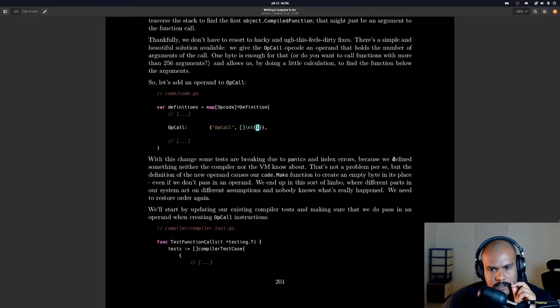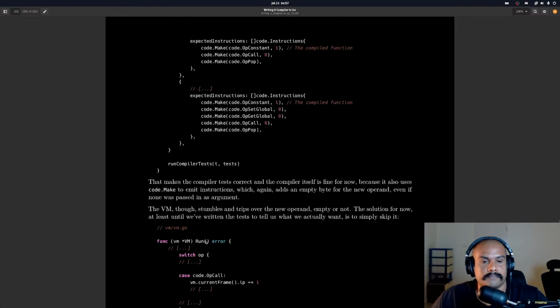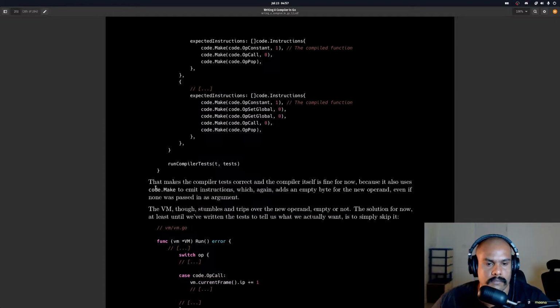This changed some tests, yeah, obviously, because we defined... oh, there's gonna be like a few tests to update. It's fine. Boom. That makes the compiler test correct.